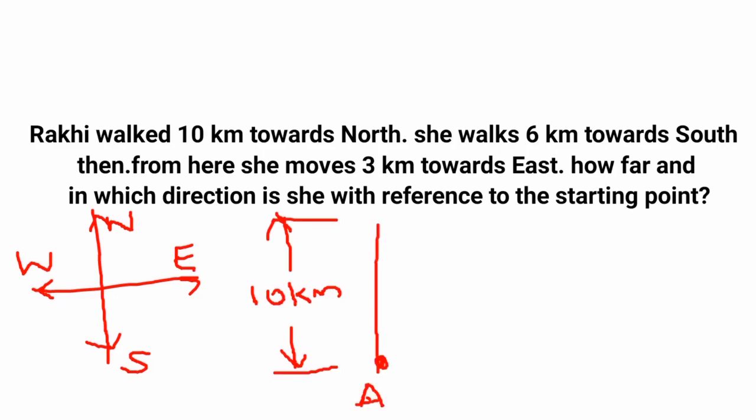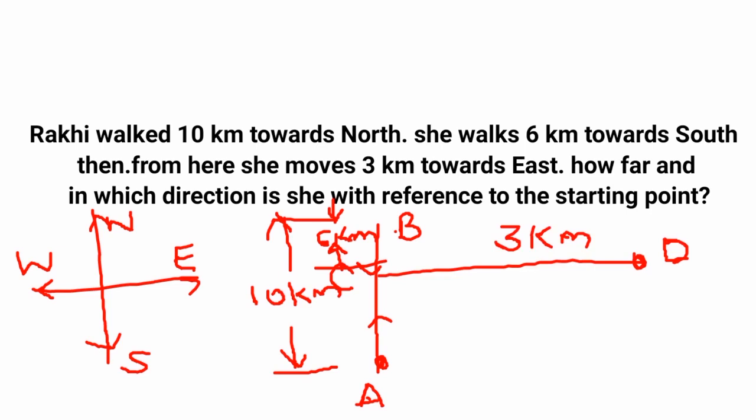In the question it is said that Ragi walked 10 kilometers towards north. Let A be the starting point. From there she is walking towards north, that is in the upward direction. Then she walked 6 kilometers towards south, that is in the opposite direction, and reached the point C. From here she is moving towards east for 3 kilometers. We are asked to find out her distance from the starting point. The starting point is A and the final point is D. So we are asked to find out the distance AD.